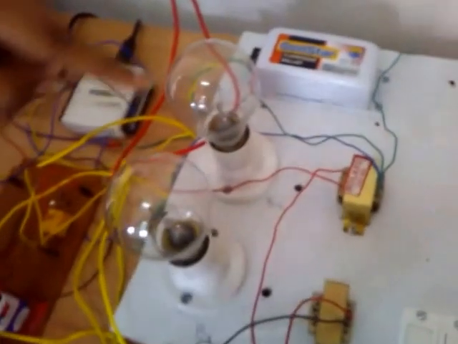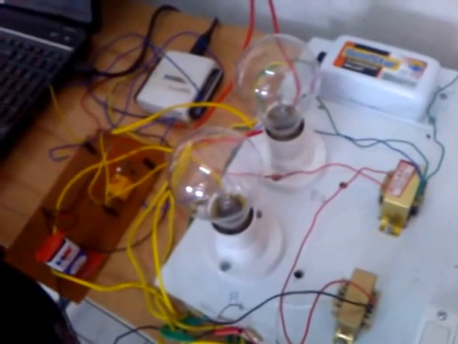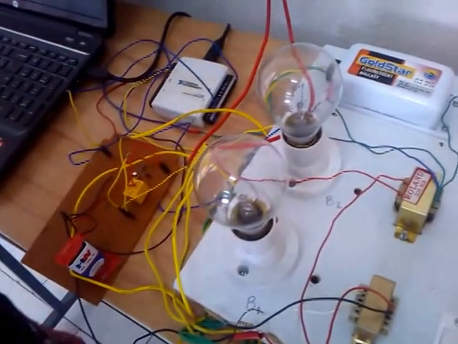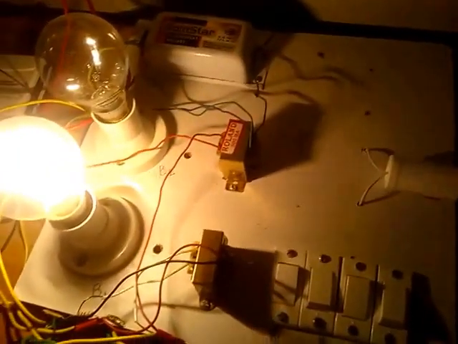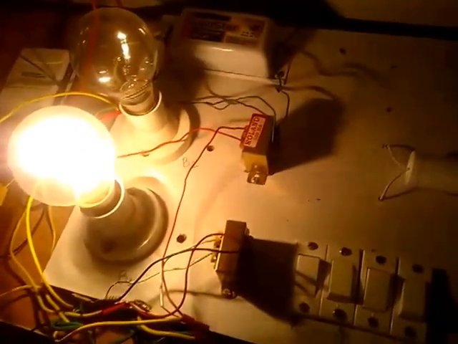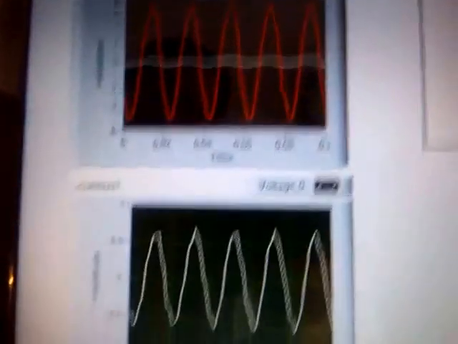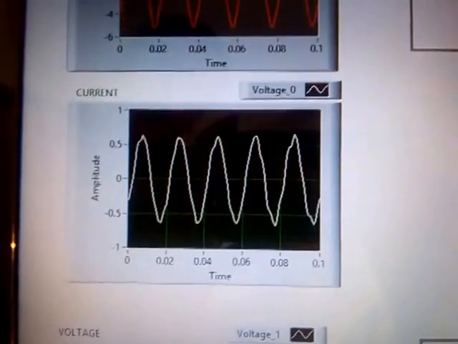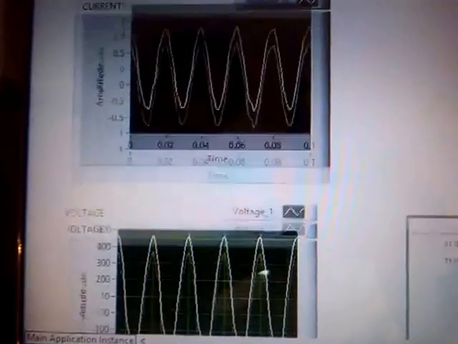Similarly, the diagram we connected in our circuit, and the related output we can observe the waveforms. Firstly, we are considering R load. Here we can observe the waveforms of R1, waveforms of voltage and current combination, and here is the current waveform and voltage waveforms individually.